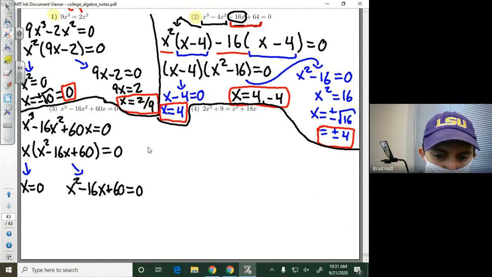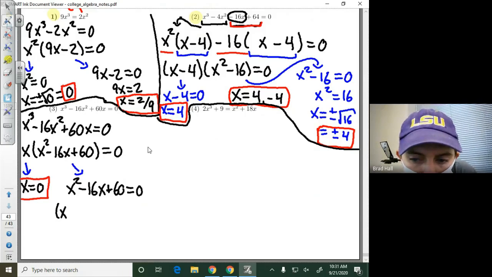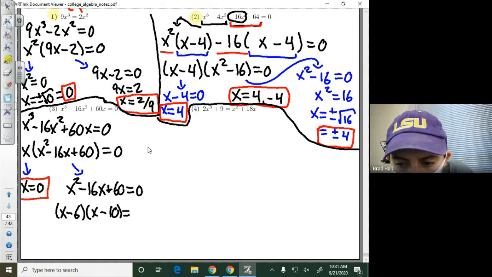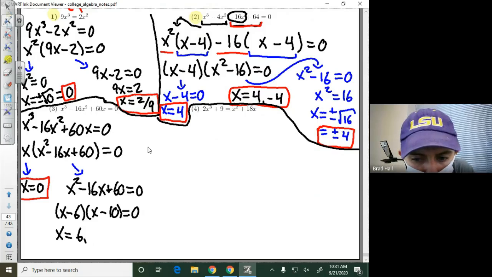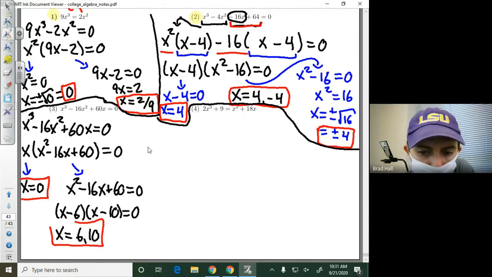Now, one of them is already solved for us. And the other one we have to factor. So the second one we factor seems to be x minus 6, x minus 10. Those multiply together to give us positive 60, add together to give us negative 16. And from here, we get that x is positive 6 and positive 10. So we get 3 answers.